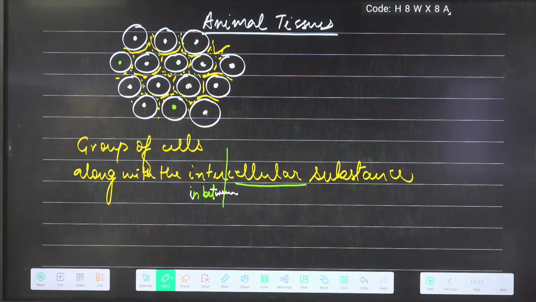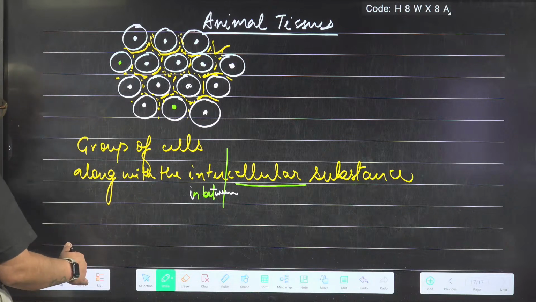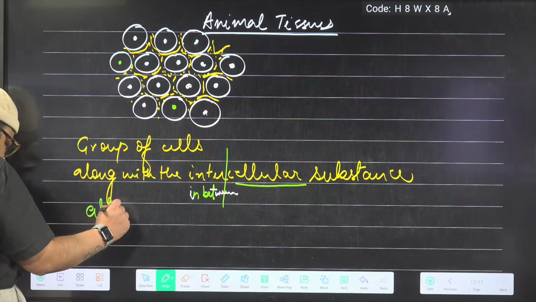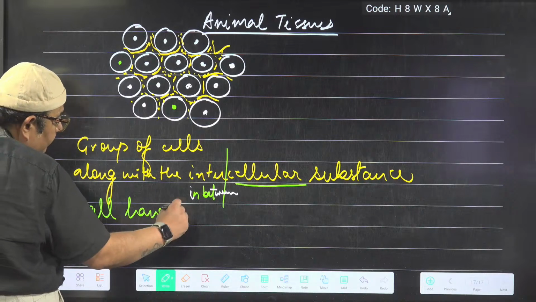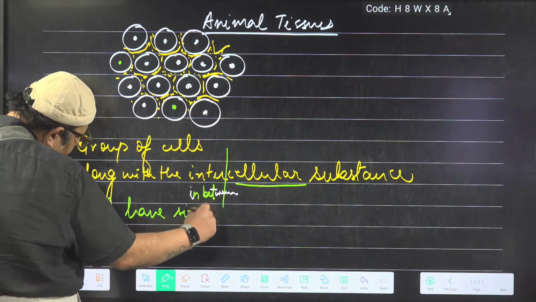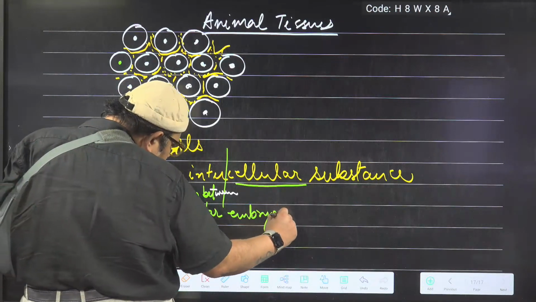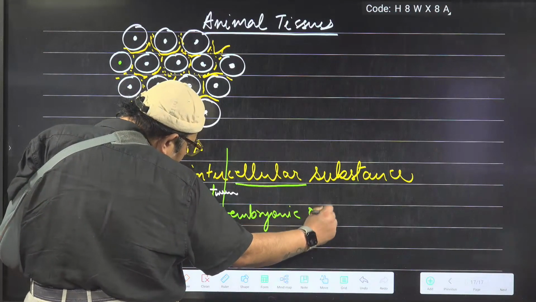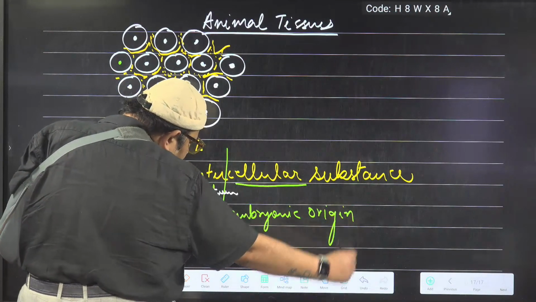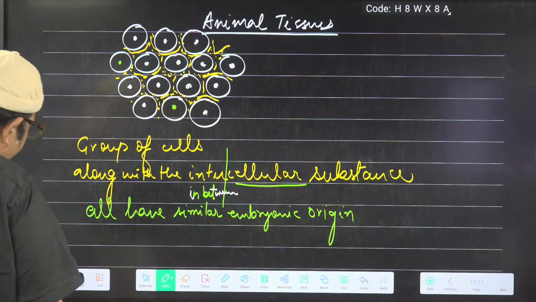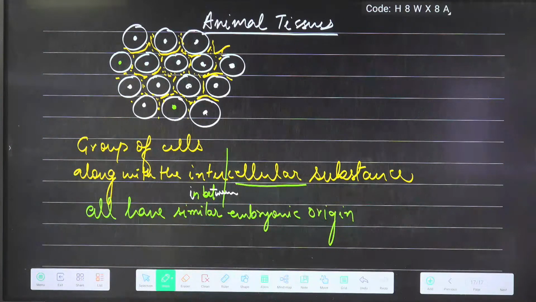Okay. 2 points done. The cells may be similar or they may be dissimilar. They all have the same embryonic origin. All have similar embryonic origin. This another point is all have similar embryonic origin.